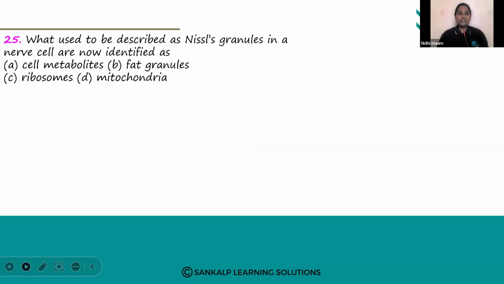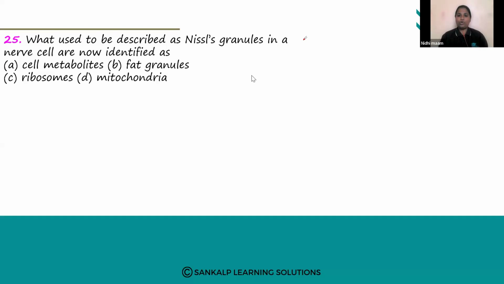Next, what used to be described as Nissl's granules in a nerve cell are now identified as? Okay, understand the question properly. What used to be described as Nissl's granules in a nerve cell? So in a nerve cell, we know Nissl's granules. Now they are identified as what? Cell metabolites, fat granules, ribosomes, mitochondria.